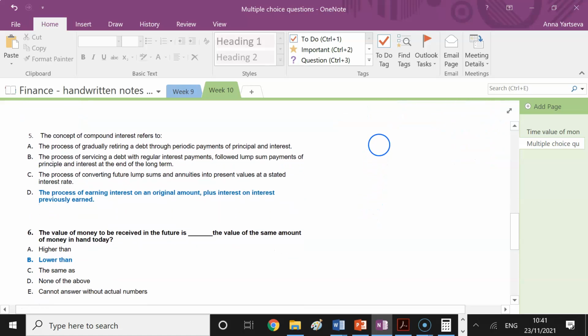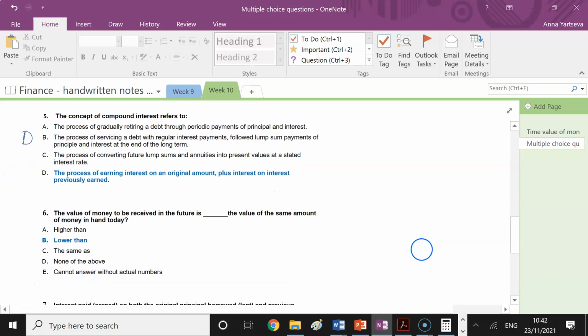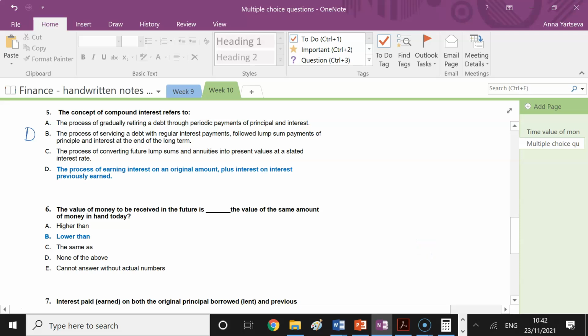Next, question 5. The concept of compound interest, which we've just covered, refers to the process of earning interest on the original amount plus interest on interest. So the correct answer is D. Again, it's based on the definition of simple and compound interest. Compound interest is an amazing thing to have when you invest, because initially your capital grows very slowly, but growth will become exponential with time.